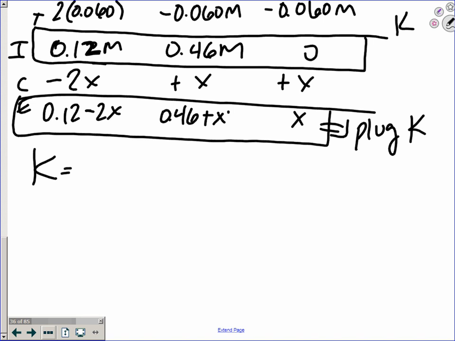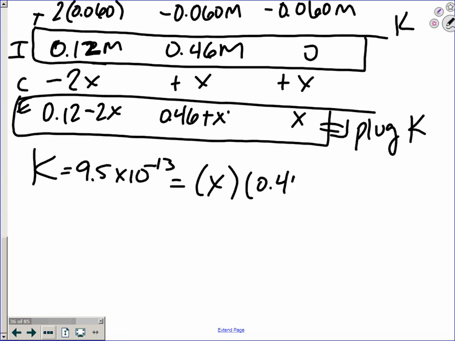K was what? Was it to the -13th? Was that this one? Oh, that was the other one. Okay. 9.5 times 10 to the -13th is equal to products over reactants still. So here's our product, there's one of those, so that's 0.46 plus x. And there were 2 reactants, so we have this raised to what power? Squared, right? So the second power.